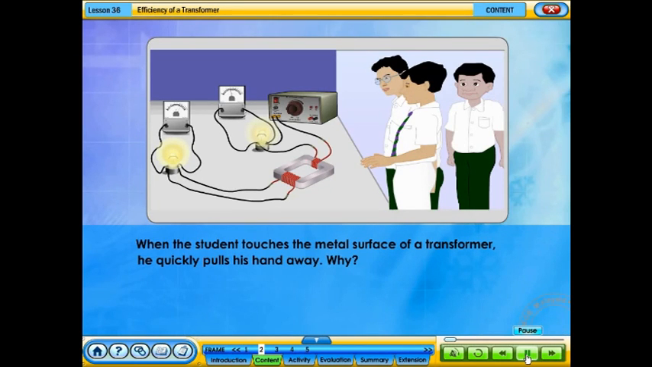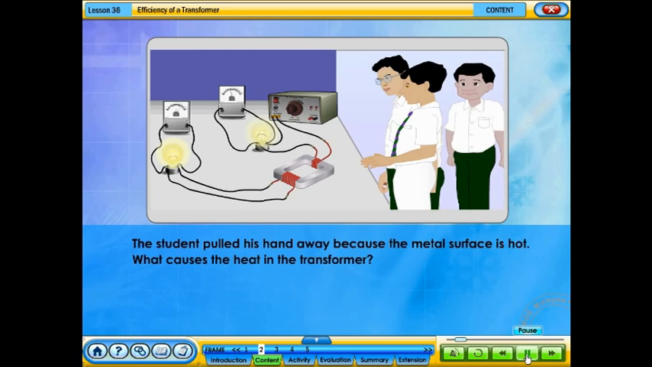When the student touches the metal surface of a transformer, he quickly pulls his hand away. Why? The student pulled his hand away because the metal surface is hot. What causes the heat in the transformer?